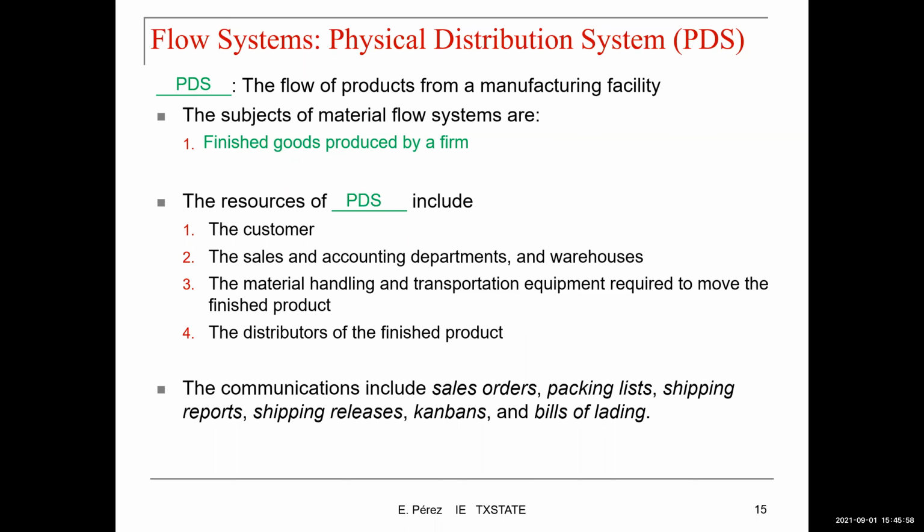The resources of the physical distribution system include the customer, the sales and accounting departments and warehouses, the material handling and transportation equipment required to move the finished product, the distributors of the finished product, and that's it. The communication includes sales orders, packing lists, shipping reports, shipping releases, Kanbans, and also the bills of lading, meaning that you have completed the process of delivering the product.